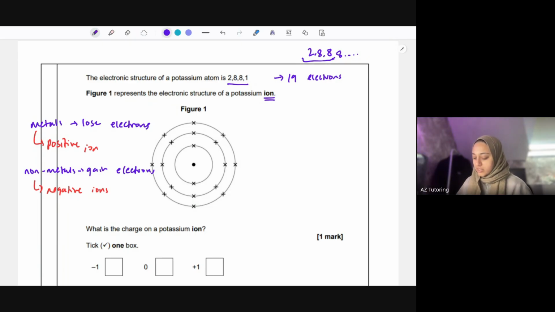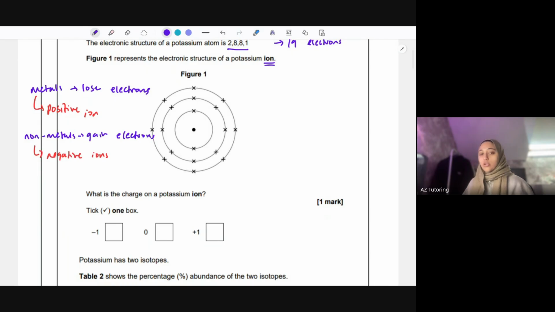Okay, so for this question, it says, what's the charge on the potassium ion? Well, we know it's lost 1 electron. We know it's a metal, so it's becoming a positive ion, so therefore it's +1.